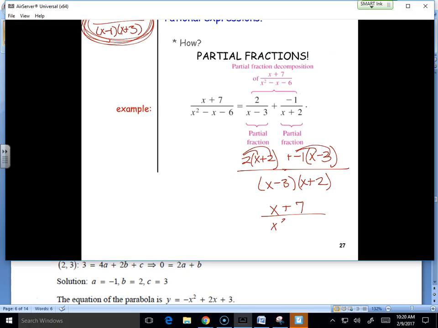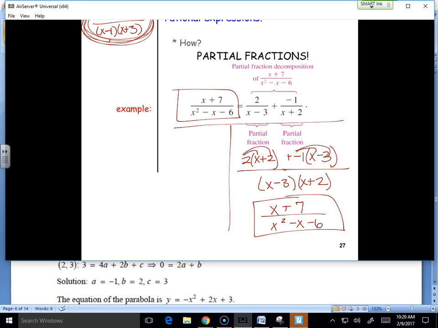FOIL. So x squared minus 3x plus 2x is minus x minus 6. Does it work? Yeah. I could even do a snazzy t-proof and say t-proofs aren't just for trig, but we're not going to. Okay.